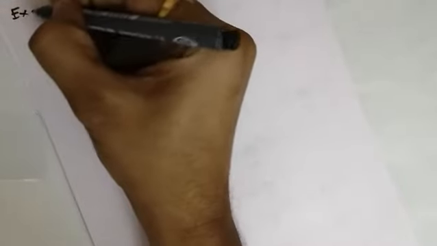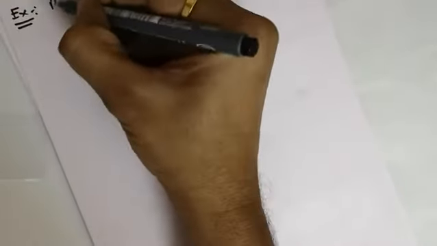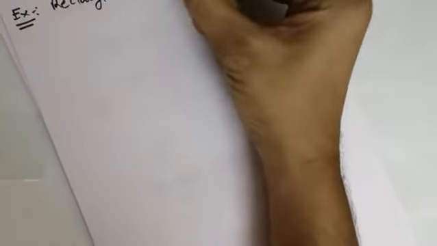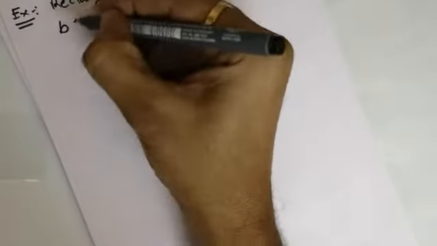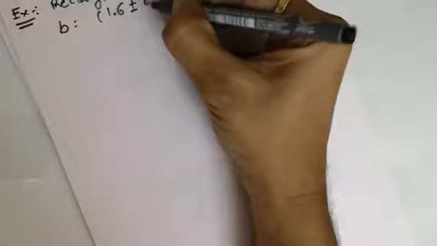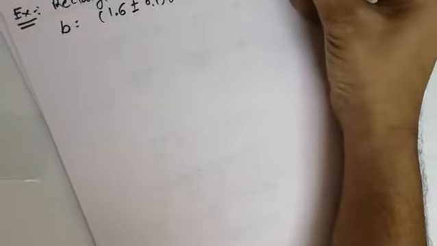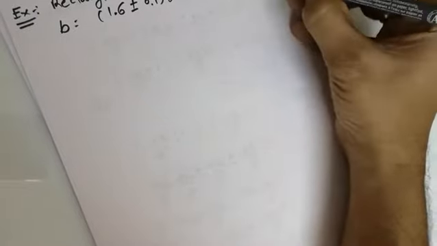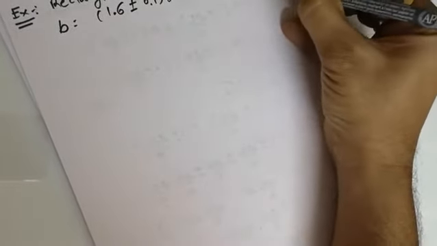Let's say I'm just putting one expression for you. Let's take one example for a rectangle. For one rectangle, my length is given to me. It is 2.3 plus or minus 0.2 centimeters, and the breadth given to me is 1.6 plus or minus 0.1 centimeter. I want to find the area, or the error in area.